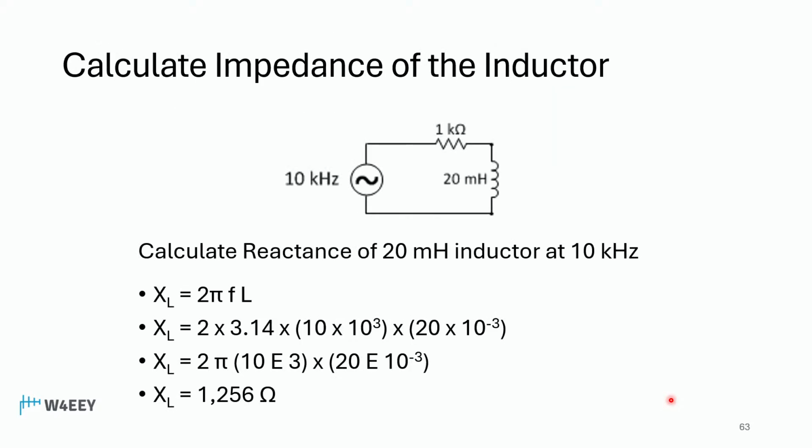So we're going to have one here. Going to work through this one. We're going to calculate the impedance of this inductor. We're going to have an AC signal here, a 1 kilohm resistor, a 20 millihenry inductor. And we want to calculate the reactance of the 20 millihenry inductor at 10 kilohertz. So we'll go over to the calculator cam.